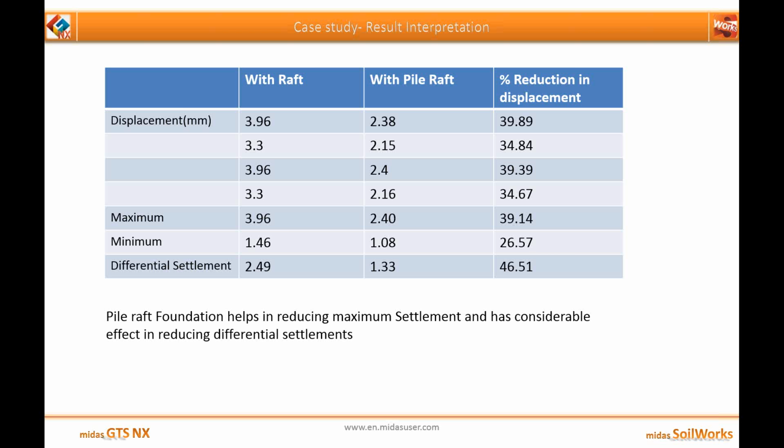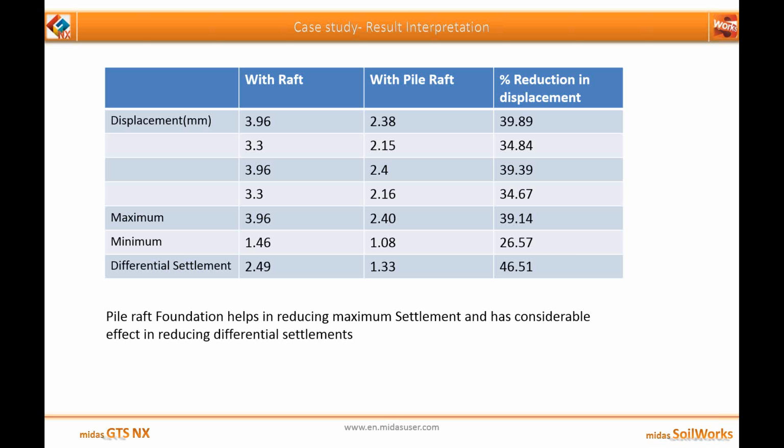Now let us do the result interpretation for the case study which we have done. I have selected a few nodes, and you can see that the percentage reduction in the displacement varies between 35 to 40%. Now the most important thing for us was the differential settlement. You can see that the maximum displacement with raft was coming as 3.96 mm. With pile raft it was coming as 2.40. So the percentage reduction was almost 39.14.